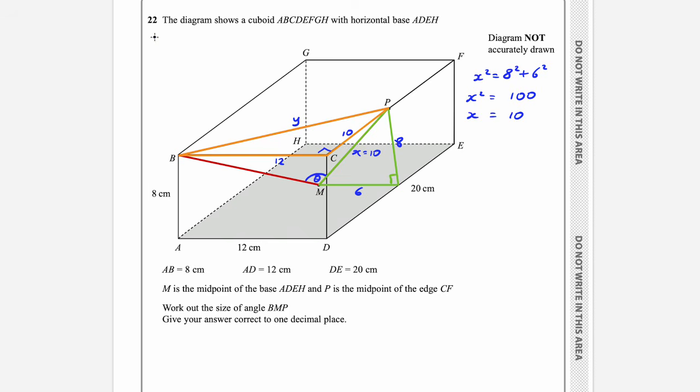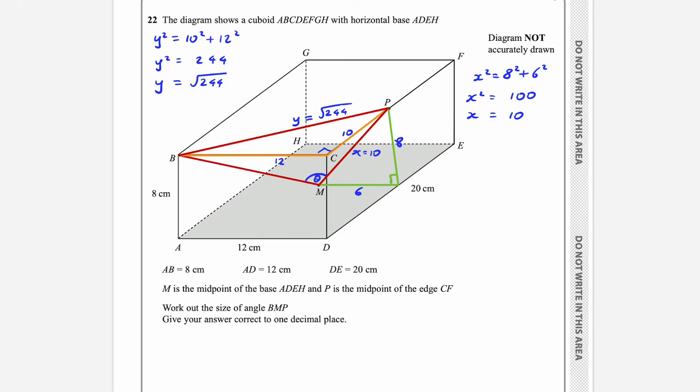Again, I can use Pythagoras. So y squared equals 10 squared plus 12 squared. Y squared is equal to 100 plus 144, which is 244. And then y is equal to the square root of 244. Let's put this here, 244. Now I've got the second side of this red triangle that I've now made into an orange one. The last one I need to find is this one down here.